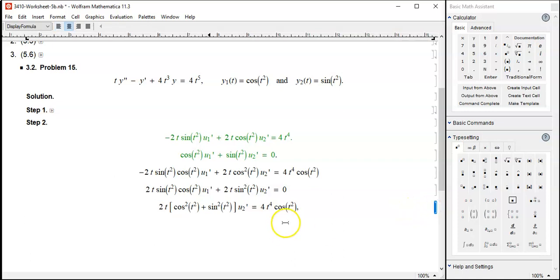Okay, let's take just one more step. This thing is 1, so 2t times u2 prime is equal to 4t to the fourth power. And then let's divide this by 2. So we get just 2. Divide by t, and I'm going to get the third power here. And from here, what do I get? u2 is nothing more than the antiderivative of this one.